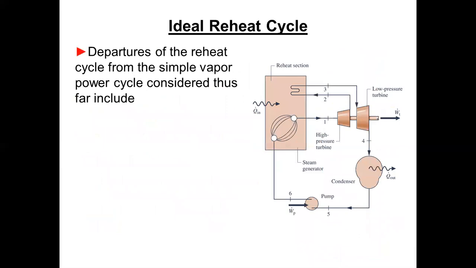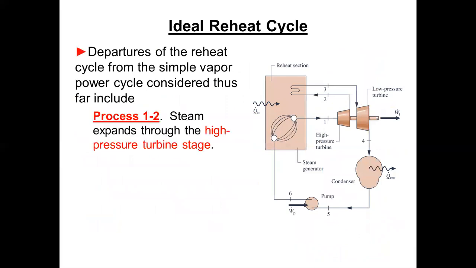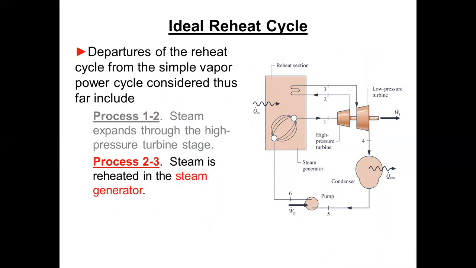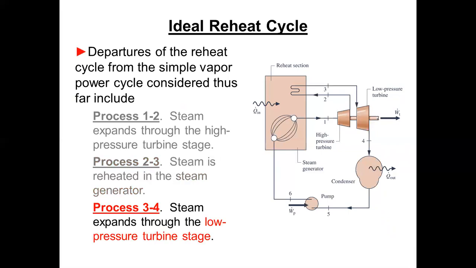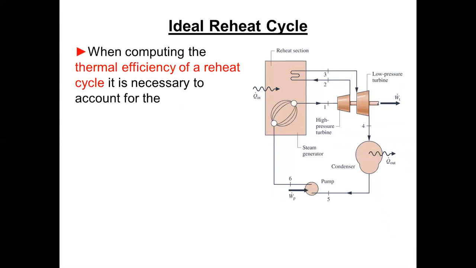Okay, so departures of the reheat cycle from the simple vapor cycle considered thus far include process 1 to 2. We're going to go through the high pressure turbine stage, and then steam is reheated in the steam generator. We've seen that. And process 3 to 4, steam expands through the low pressure turbine. So I think that should be pretty clear, I hope.